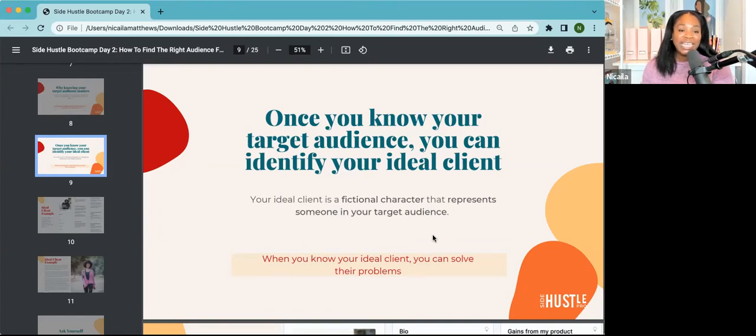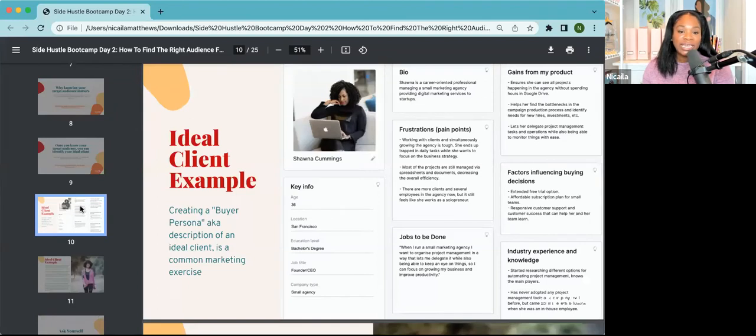So creating fictional personas, and I'll put up this one that I got from SEMrush. I forgot to put the quote there, but this is from SEMrush. Creating a fictional character is a common marketing exercise. If you go to any marketing company, any brand company on earth, they start out thinking about how to market a product or service by creating a buyer persona. And they often create multiple.